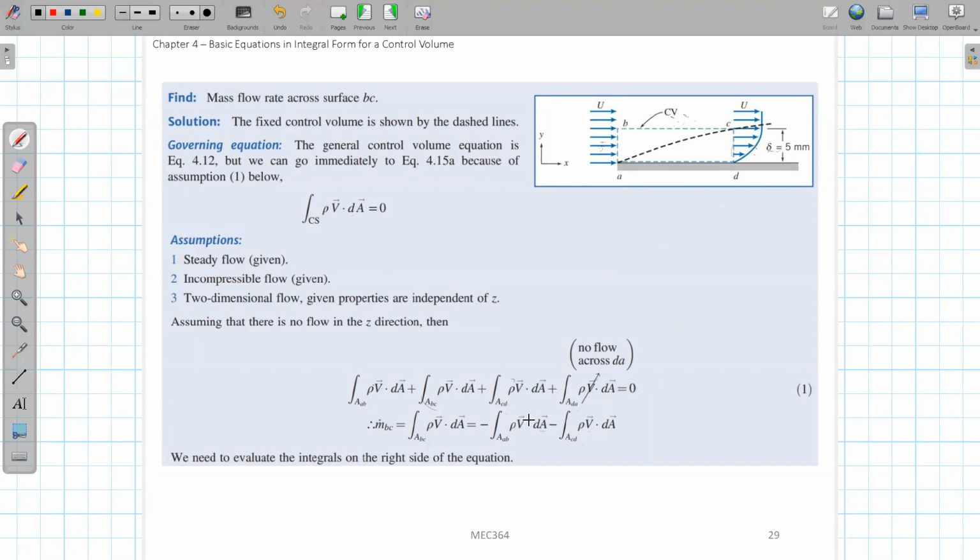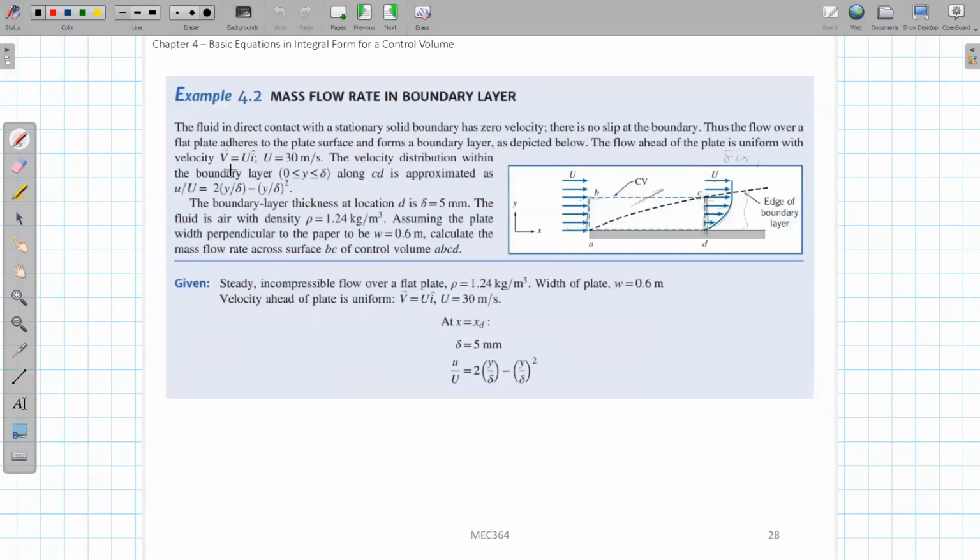The first one is easy to calculate. Why? Because the velocity distribution is uniform. So we know that the velocity is in this direction and the area is in the inverse direction. So when you have this V dot A, basically you get minus U times this A, okay? That is if you do this surface integration. And for the second one, you have the velocity distribution as a function of Y, right?